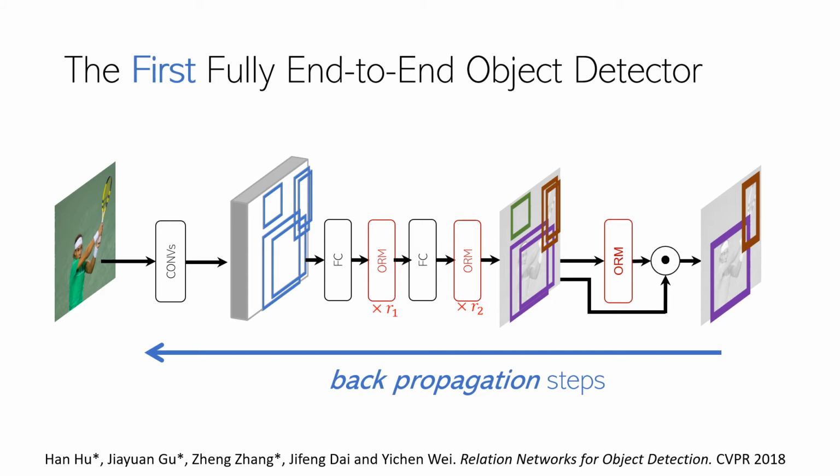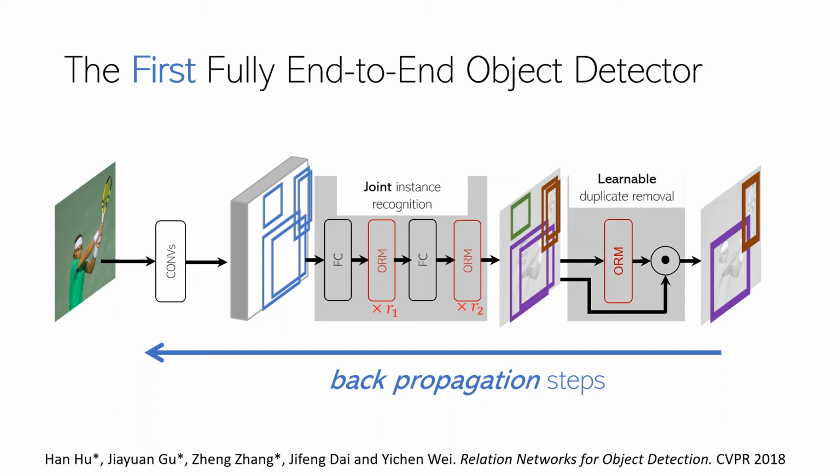Concretely, the module is inserted into two steps of a Faster R-CNN object detector. Please see the red blocks in this pipeline. Firstly, it's inserted in the instance recognition head. Now, the objects can be jointly recognized instead of processed separately as in previous methods. The second is to do duplicate removal. In previous methods, duplicate removal is usually achieved by a handcrafted non-maximum suppression method. By the self-attention module, we can make this step end-to-end learnable.